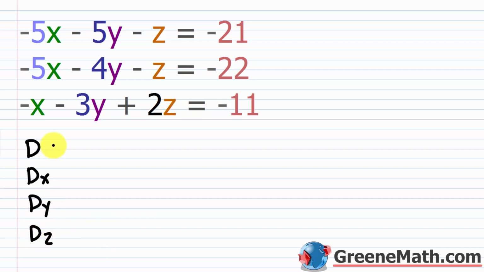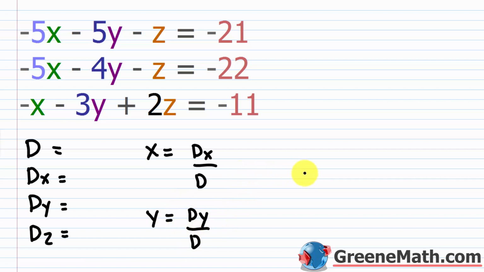Okay, so we're going to have these values, and we're going to use them to calculate our x, y, and z. So we already know that x is equal to d sub x over d, okay? Then y is equal to what? It's d sub y over d. Let me give myself some space. I'll come over here and say z is equal to d sub z over d. Okay, so we have all this set up.